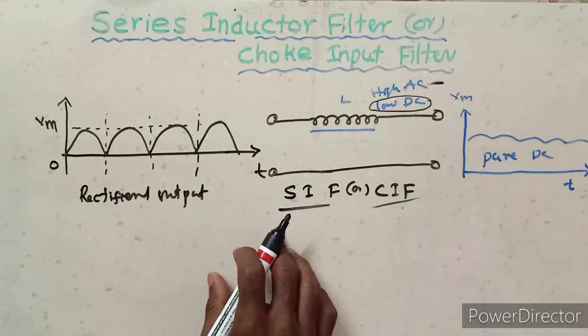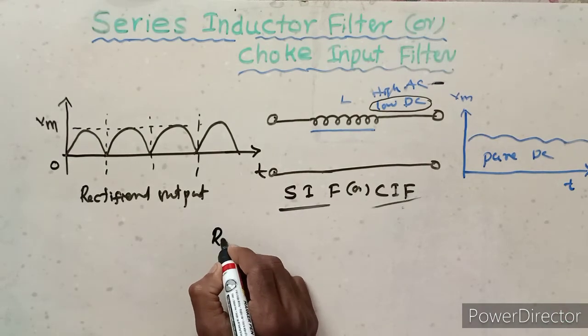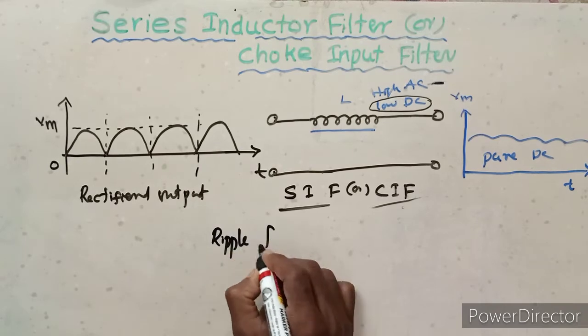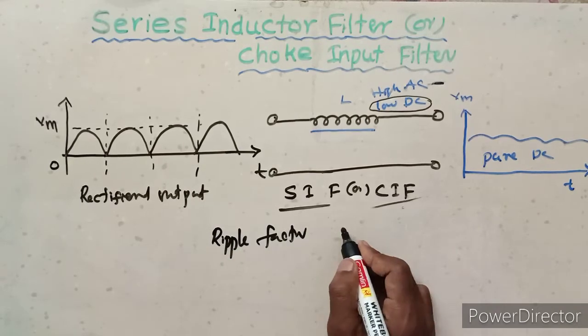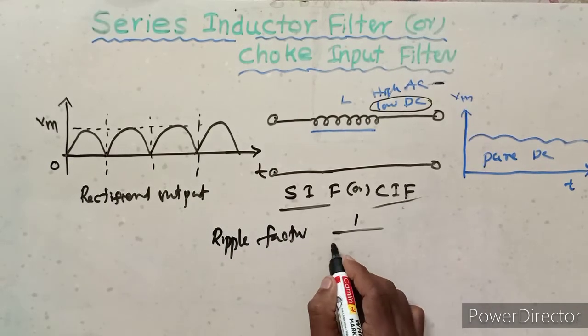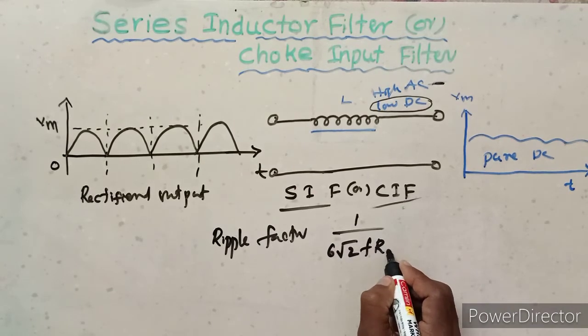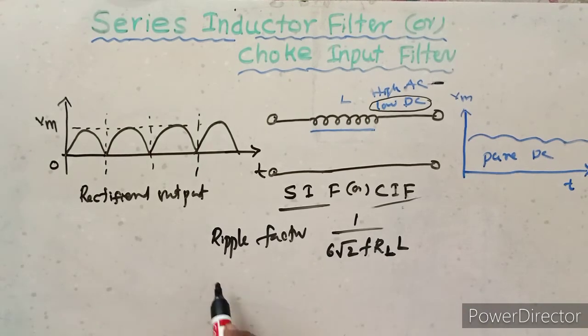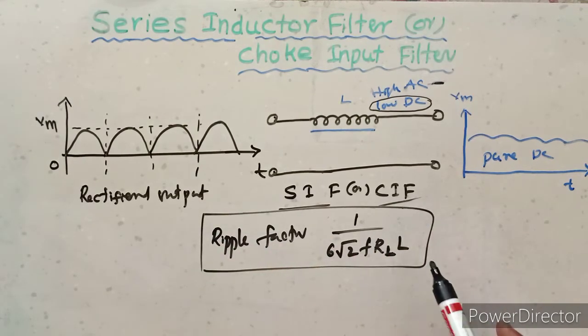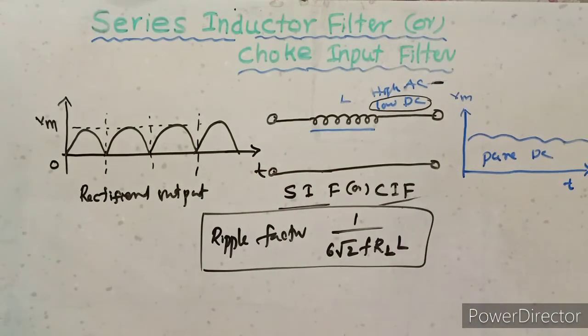In this way, the ripple factor is 1/(6√2 f R_L L). This is the ripple factor according to the series inductor filter.